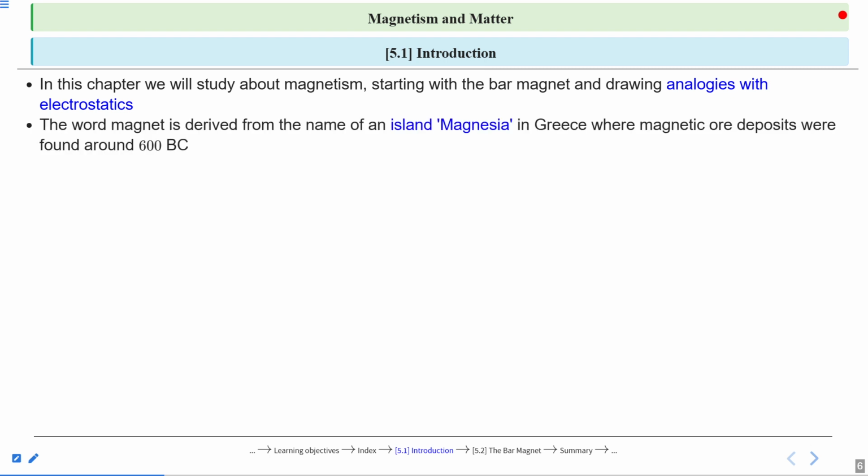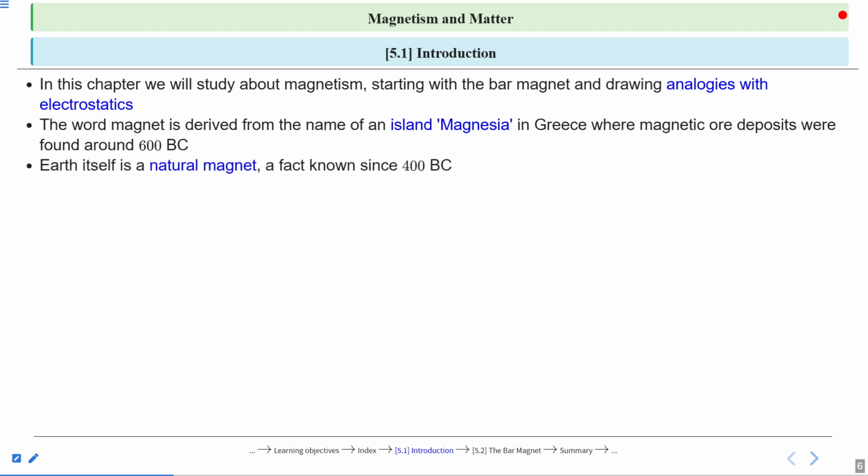The word magnet is derived from the name of an island, Magnesia. There is one island in Greece known as Magnesia, and the word magnet is derived from that. On that island, magnetic ore deposits were found around 600 BC, in very old times.